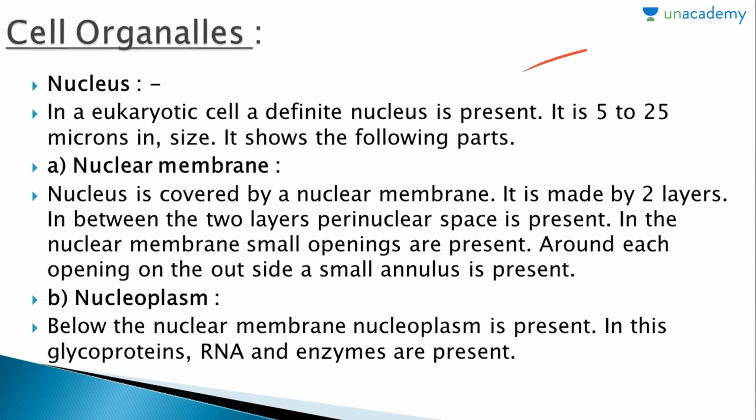Next we have the nucleus. In a eukaryotic cell, a definite nucleus is present. It is 5 to 25 microns in size. It shows the following parts. A nuclear membrane: a nucleus is covered by a nuclear membrane in eukaryotes especially. It is made of two layers, and between the two layers, the perinuclear space is present. In the nuclear membrane, small openings are present. Around each opening on the outside, a small annulus is present. Nucleoplasm: below the nuclear membrane, nucleoplasm is present. In this, glycoproteins, RNA and enzymes are also present.